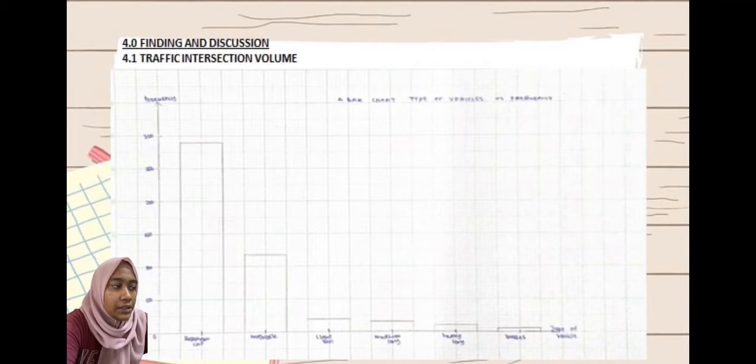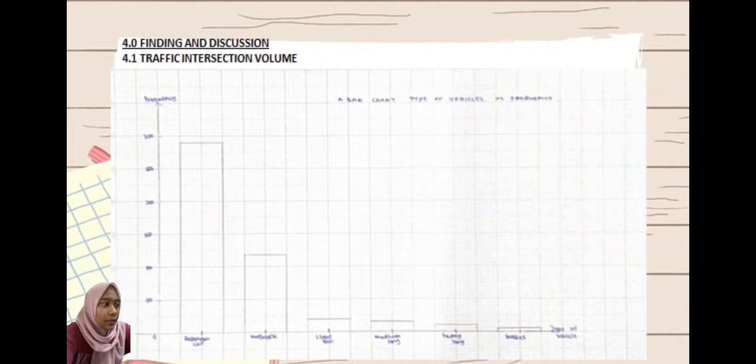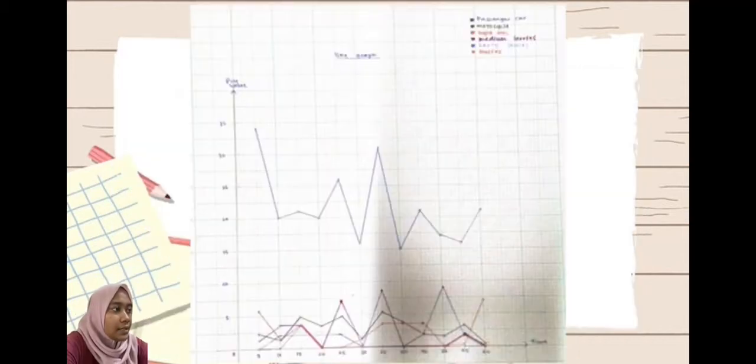4.0 Findings and Discussion. 4.1 Traffic Intersection Volume. After getting the data, we need to do the graph, a bar chart of type of vehicle versus frequency. Passenger car, we got 259, motorcycle 119, light van 17, medium lorry 15, and heavy lorry 10. Lastly, bus, we got 3. After that, we do the line graph, PCU volume versus time.